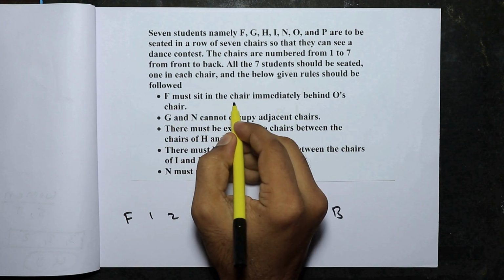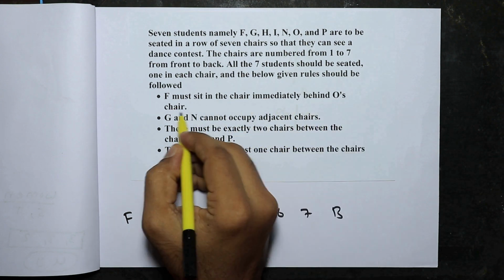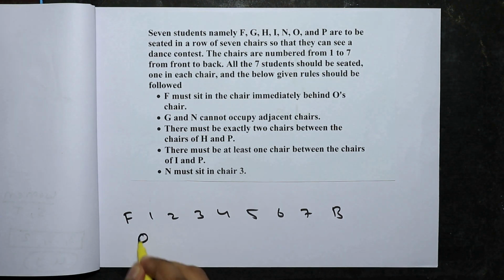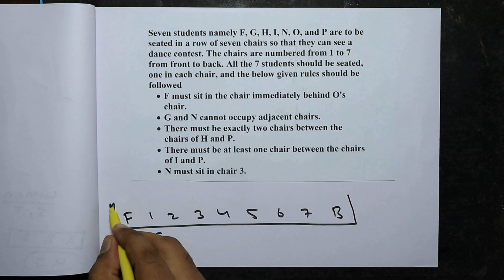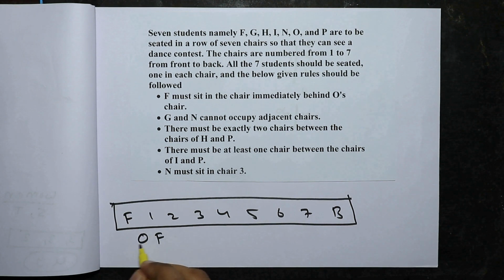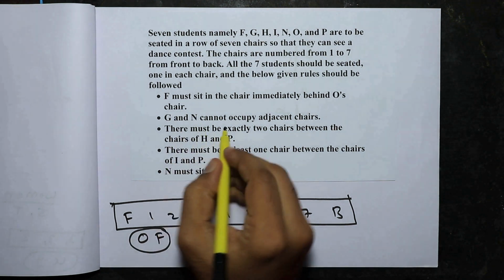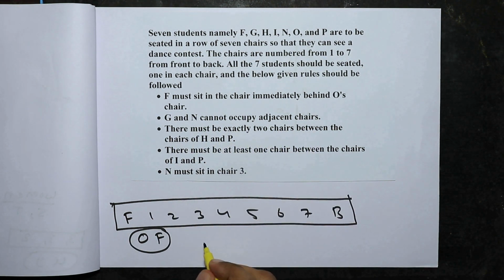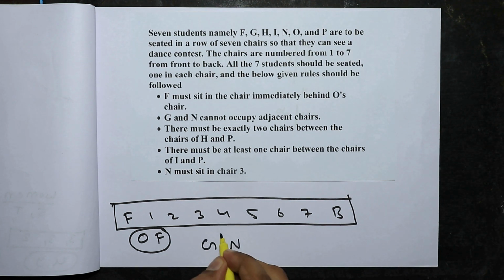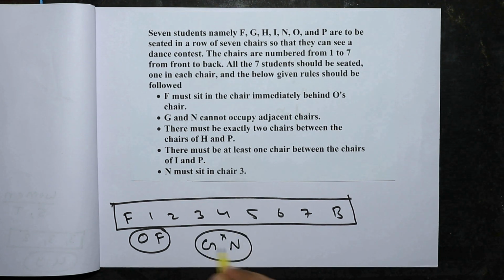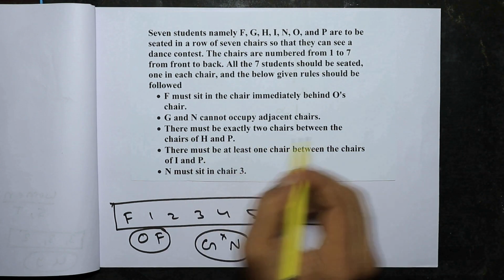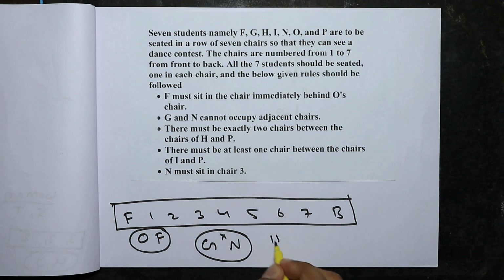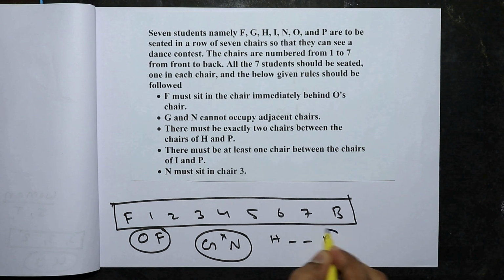F must sit in the chair immediately behind O's chair. So it should be O and F like this. So these are the chairs. So O will be in the front and F will be behind O. So this is one rule. G and N cannot occupy adjacent chairs. So G and N, it cannot be like this. They cannot occupy adjacent chairs. There must be exactly 2 chairs between H and P. So between H and P there should be 2 chairs.